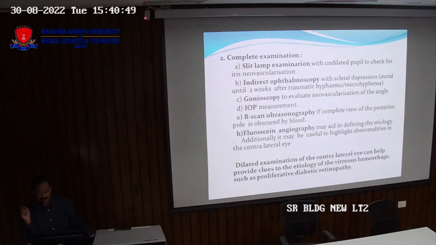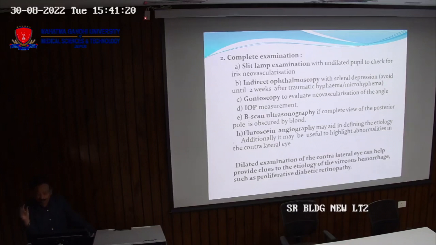Now for examination, first is the vision of the patient, then slit lamp examination with and without dilated pupil. You have to see either in the anterior chamber or on the iris if there is some neovascularization. If the patient has a history of diabetes, then there are high chances that there is neovascularization on the retina also, and that has caused the vitreous hemorrhage. Or with indirect ophthalmoscopy, you can see whatever the inside findings are, we have already discussed.